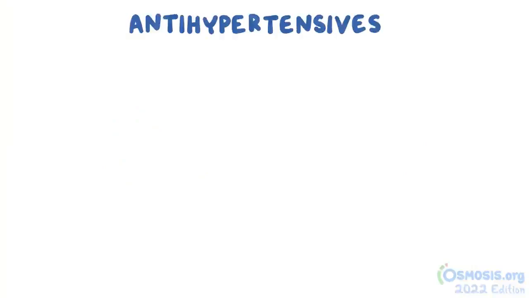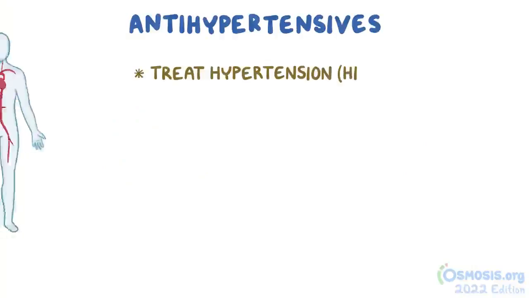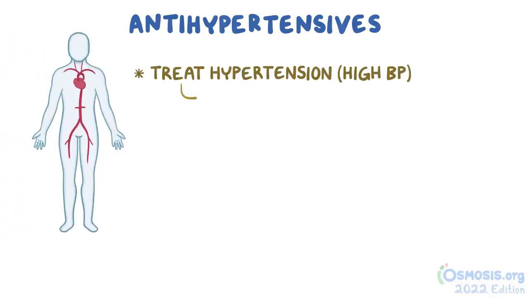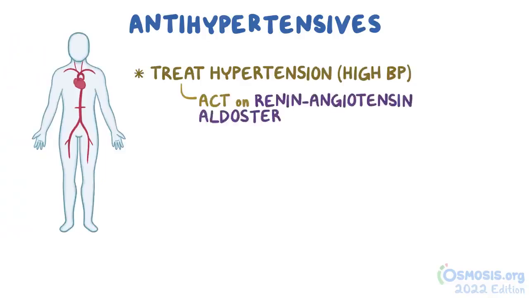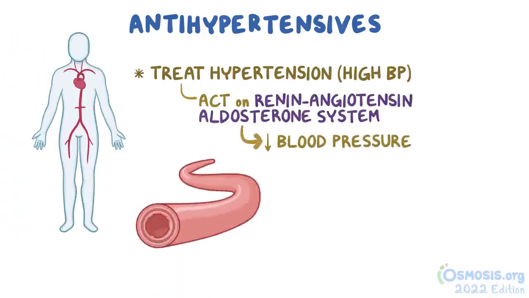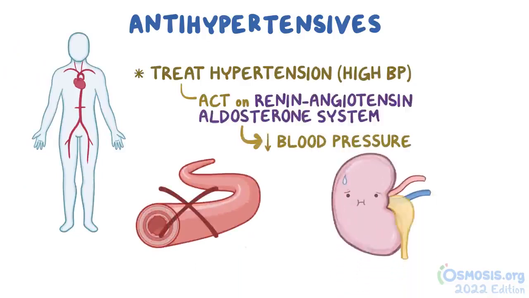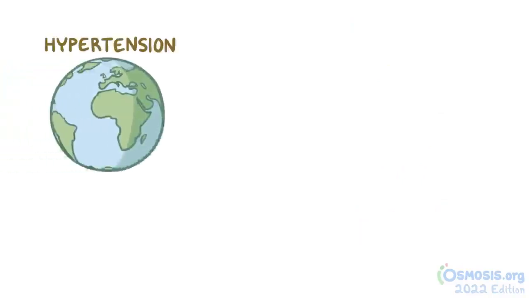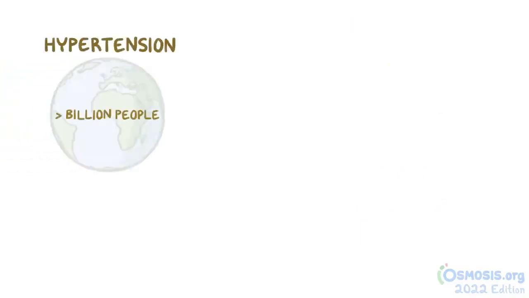Antihypertensives are a class of medication used to treat hypertension or high blood pressure. Certain antihypertensives act upon the renin-angiotensin-aldosterone system to decrease blood pressure by inhibiting vasoconstriction and water reabsorption in the kidneys. Hypertension affects over a billion people around the world, and it's a major risk factor for heart disease and stroke.